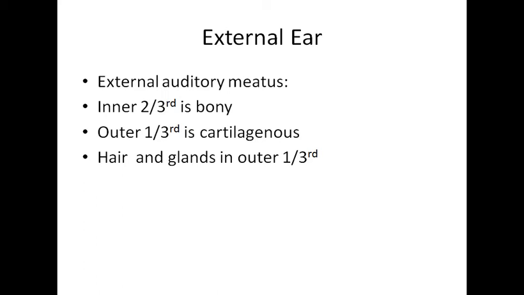Now the outer 1/3 which is cartilaginous, उसके ऊपर जो skin होगी उसके ऊपर हमारे पास hairs भी होंगे और glands भी होंगे. ठीक है, so the hair follicles and glands are present in the outer 1/3 which is cartilaginous part of external auditory meatus. So this is the place where the wax is produced. And what's the significance of wax? Yes, it avoids the foreign bodies going deep into the ear, right? Or any insects going inside the ear.